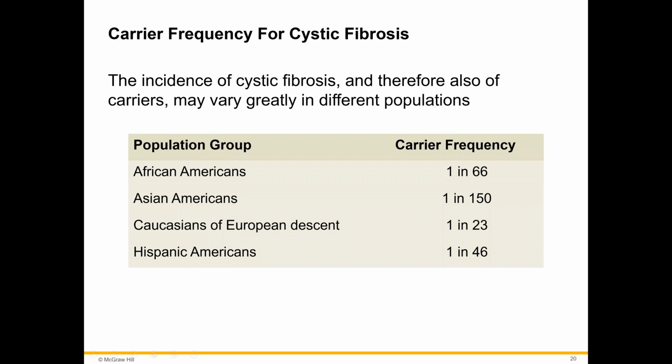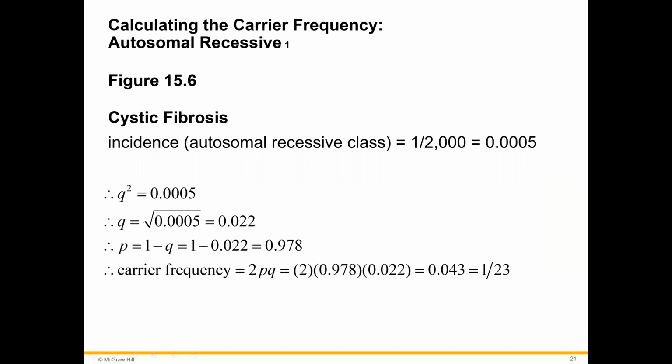The incidence of cystic fibrosis, and therefore also of carriers, may vary greatly in different populations. In African Americans, carrier frequency for cystic fibrosis is 1 in 66, in Asian Americans 1 in 150, Caucasians of European descent 1 in 23, Hispanic Americans 1 in 46. So that's 1 in 66 people is a carrier for cystic fibrosis, or 1 in 150.